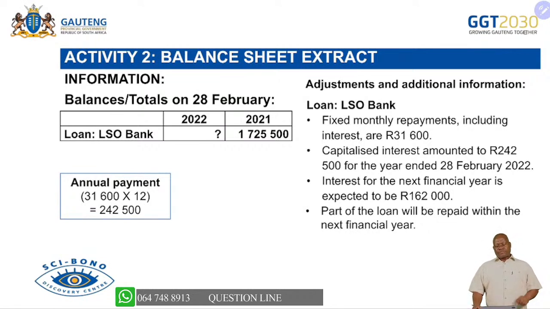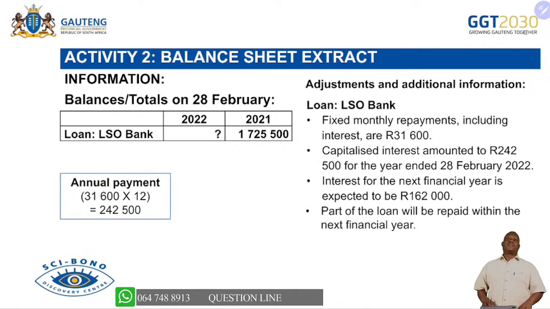So there we are. We want to know how much are the annual repayments. It's 242,500. But at the same time, there is also need for us to know how much is going to be our short-term loan. Now, what is the short-term loan? The short-term loan is the amount that is due next year. The capital portion of the loan that is due in the coming year.